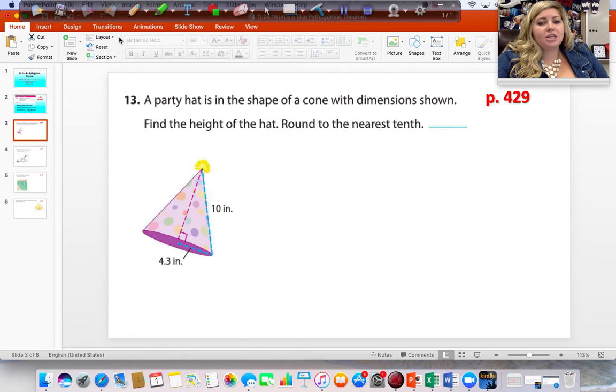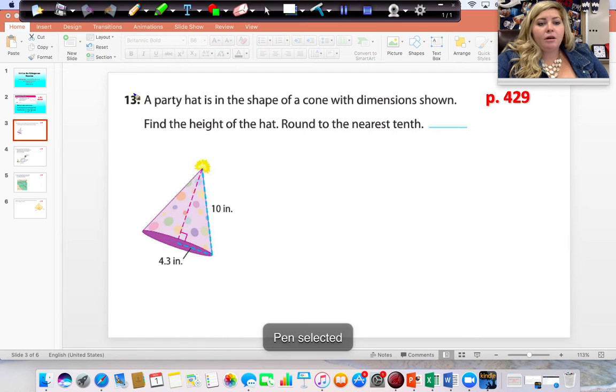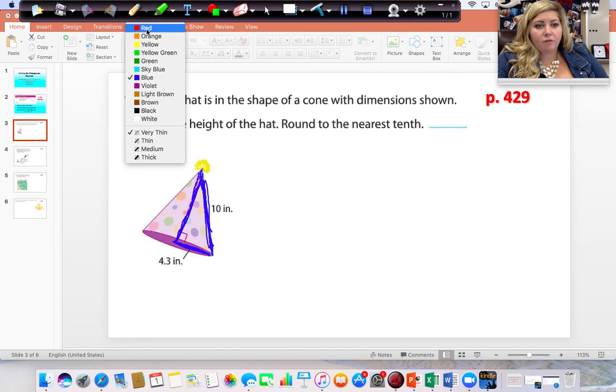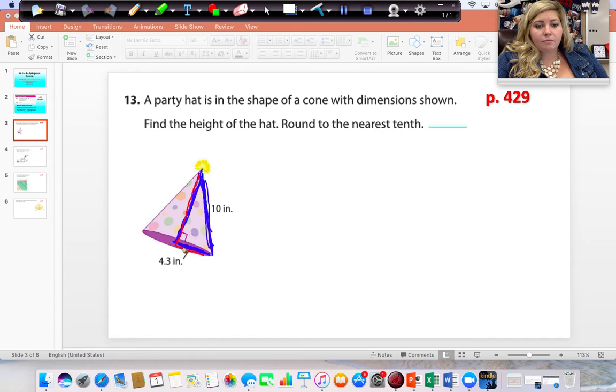Alright, so a party hat is in the shape of a cone with dimensions shown. Find the height of the hat and round to the nearest tenth. So here is a triangle. Okay, and here is the L shape. I'll do that in red. This is the L, so that's the A and the B squared. So we only know one of those. So we'll say this is A, B, and C. So our formula is this.